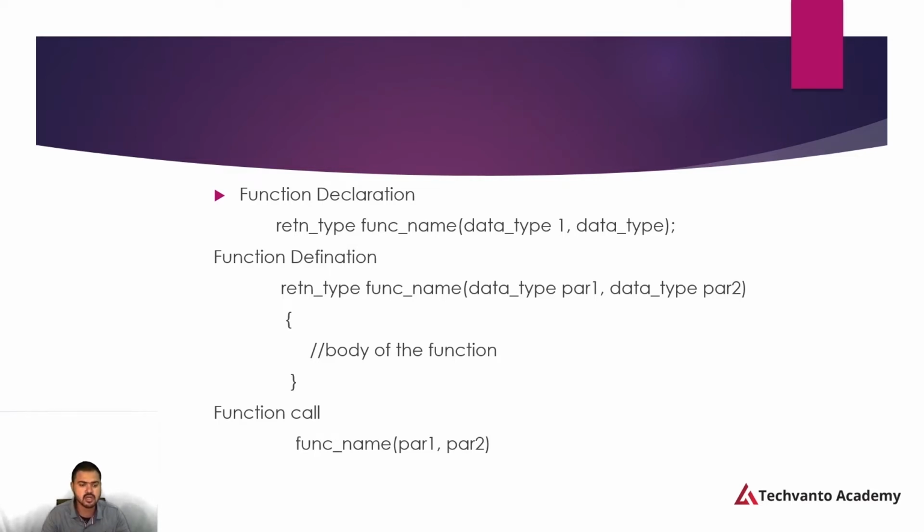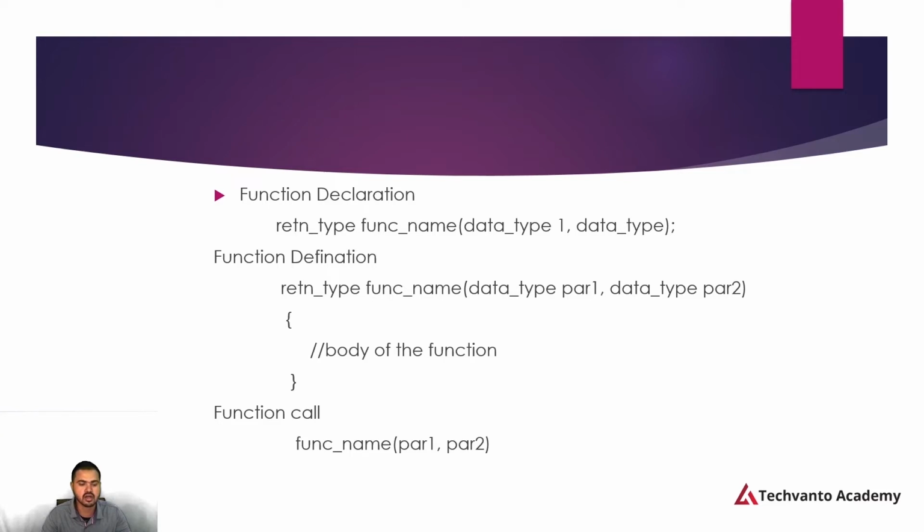As you can observe here, there is a syntax that we are going to use to declare a function. First you need to declare a return type, and then after that the function name, and then after that you need to declare a data type and the parameter. This is the way that we are going to write the function declaration part.